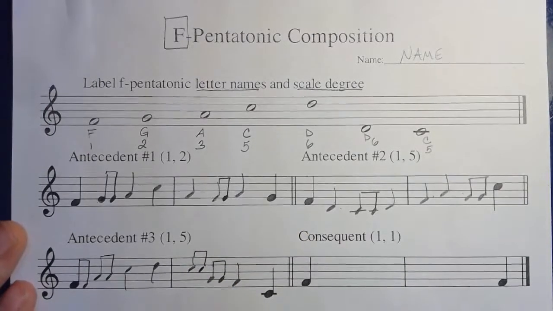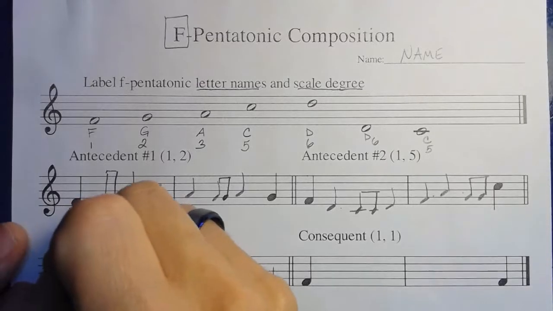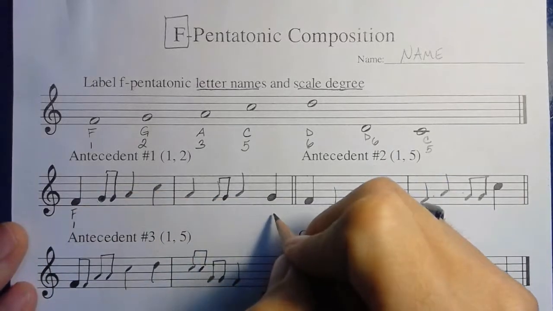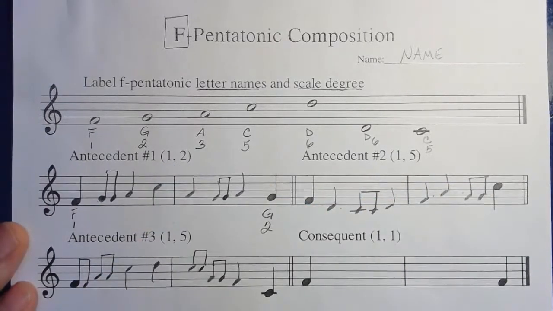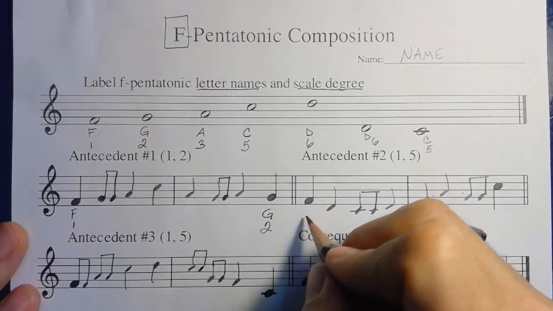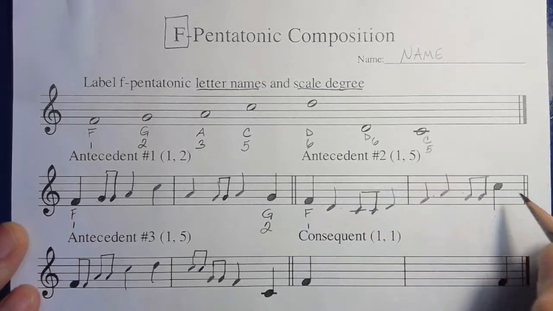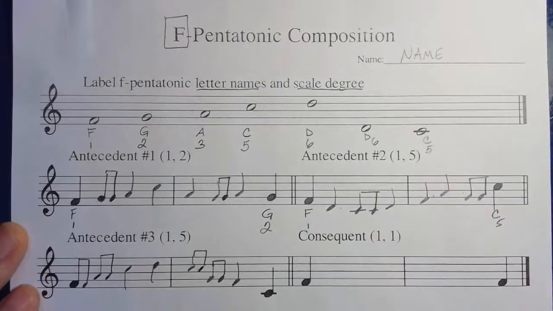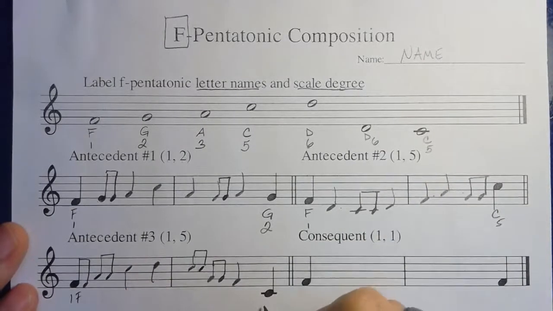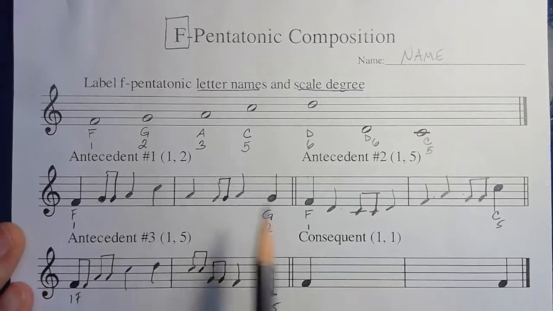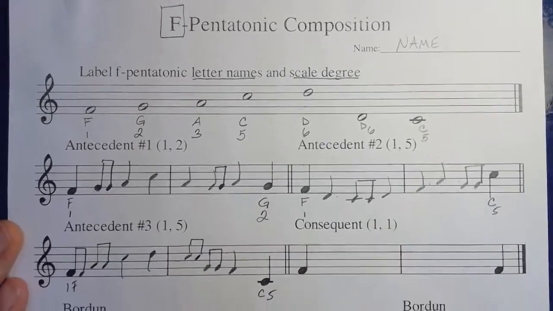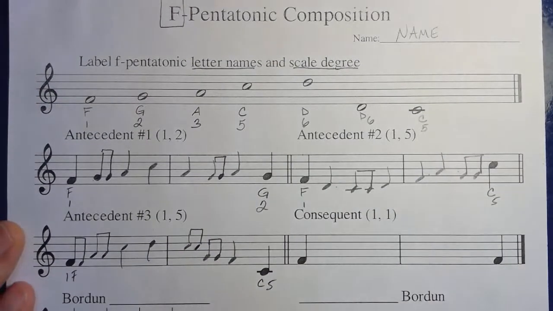Alright, now remember for our antecedent phrases, this starts on F, which is scale degree 1, ends on G, which is scale degree 2. Antecedent 1 is one of the options to compose. 1 and 5, we start on F, we end on C, which is the 5th scale degree. We start on 1, which is F, we end on C, which is also the 5th scale degree. Now, you go ahead and you play these on an instrument, and when you decide which one is your favorite, you're going to go ahead and circle it.